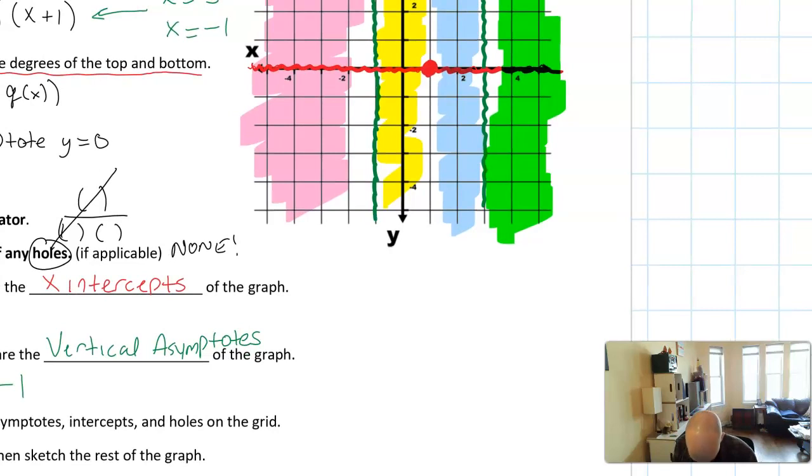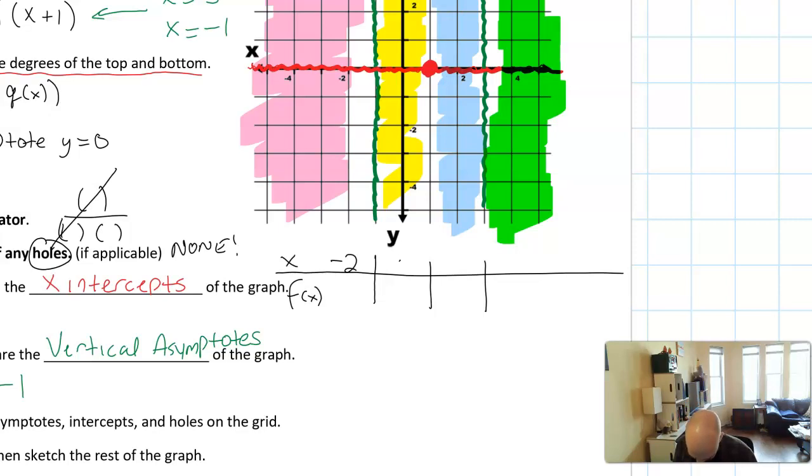Now I'm going to make an in-out table. So I'll say x and f of x. And I'm going to put a dividing line at those boundary values. And then I'm going to pick a value that's not one of the boundary values to test. So negative 2 is over here. I'm going to test x equals negative 2.